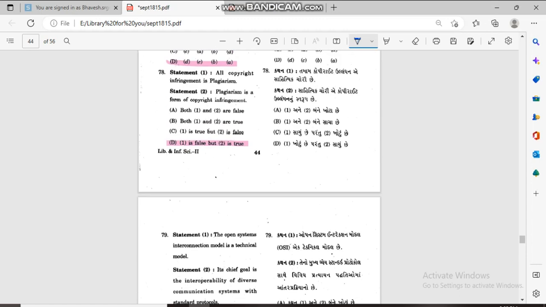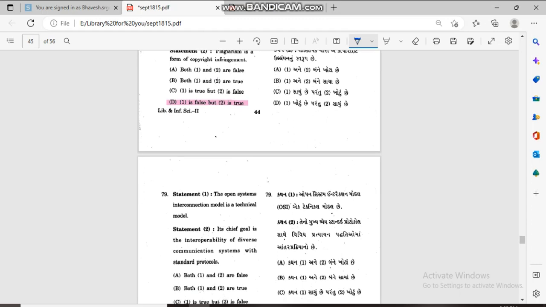All copyright infringement is plagiarism. Plagiarism is a form of copyright infringement. Answer: first is false, but second is true.